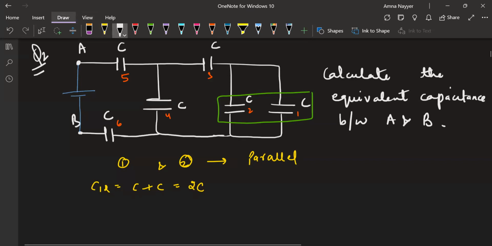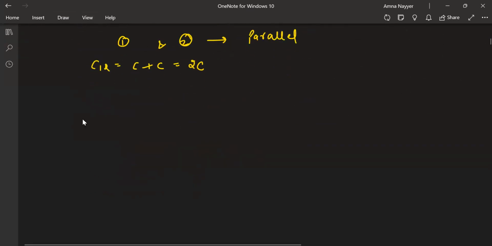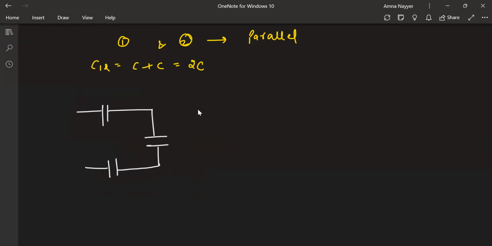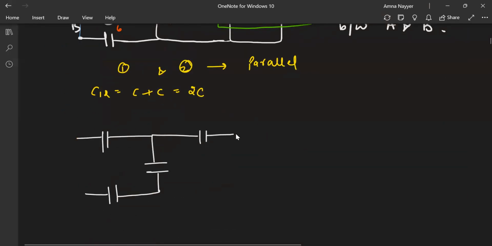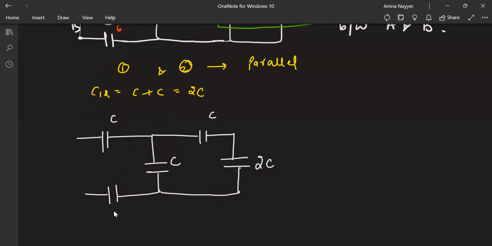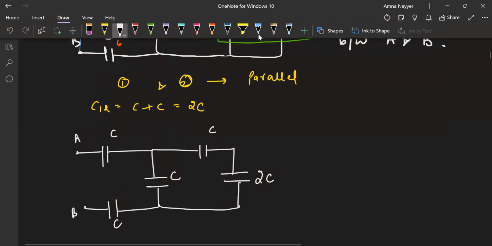Now I can write this circuit as, now I had it till here. Instead of putting these two, I can just put one simple capacitor like this with the value 2C. This is C, this is C, this is C, this is C, this is the point A, this is the point B, and they are connected by the battery.